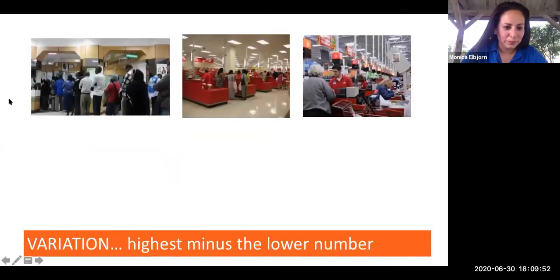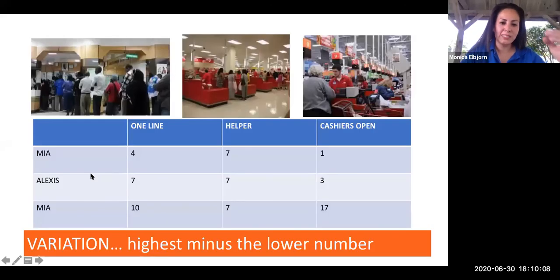And then we're going to have some variation. So what would be the variation? The variation is the highest number minus the lowest number. So first we have 3 persons. We have Mia, the first one in the first scenario. We have three different columns. What will be the waiting time for the first line?